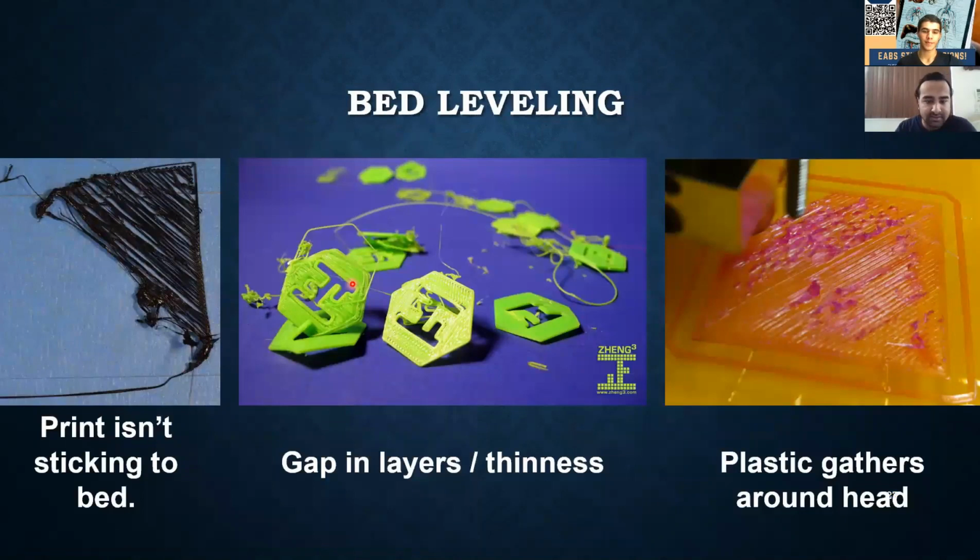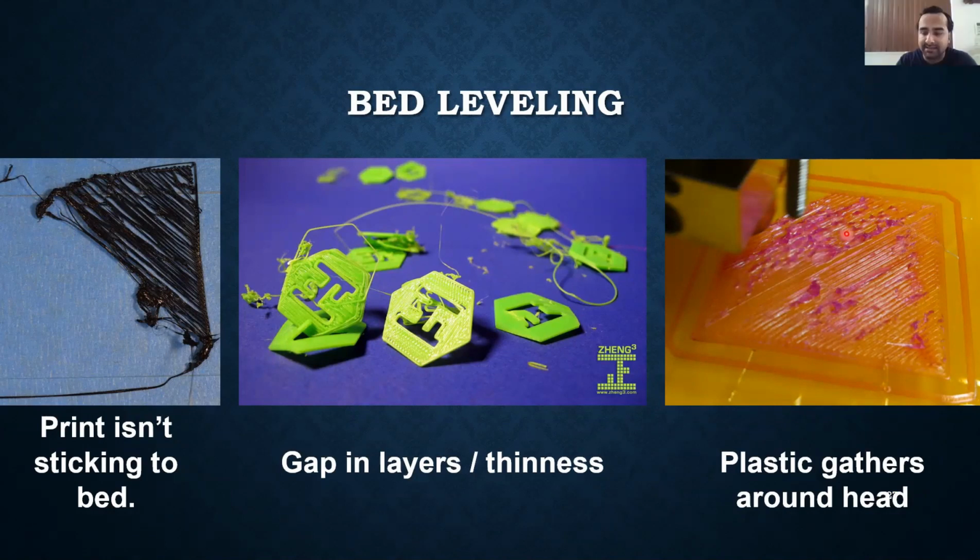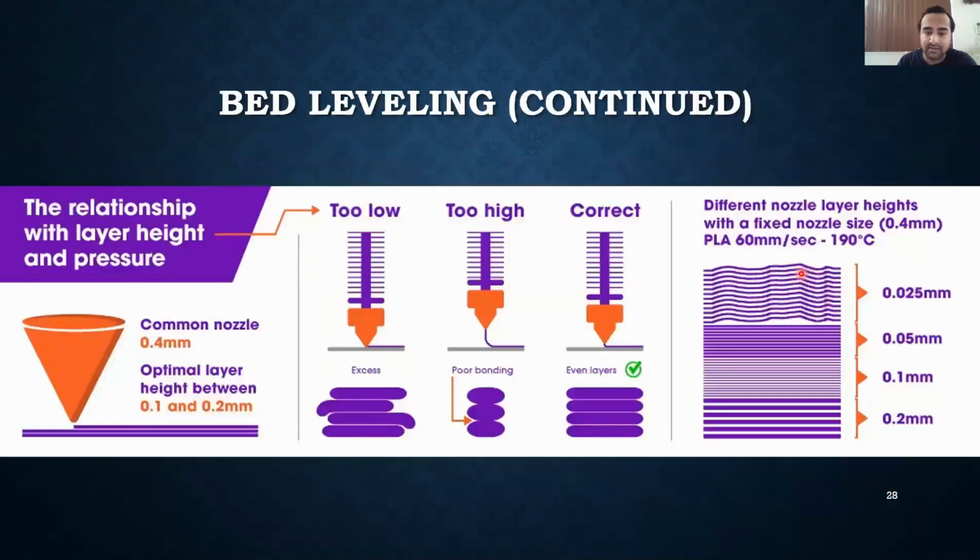Nice. So next thing, bed leveling. Because you inherently have to print layer by layer, it's very important that your first layer is as accurate as possible. If not, you're going to have a print that isn't sticking to the bed because the first layer didn't adhere. You can have gaps in your layers as it's printing, or because your bed leveling is inaccurate, you get splodges or gatherings of plastic around the head as it's moving around. So this could cause issues if you don't do bed leveling correctly.